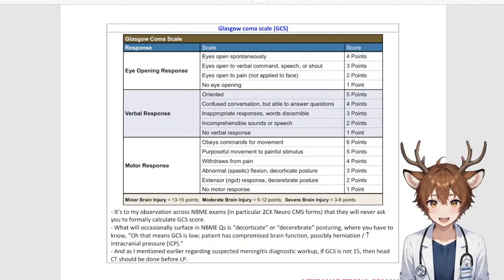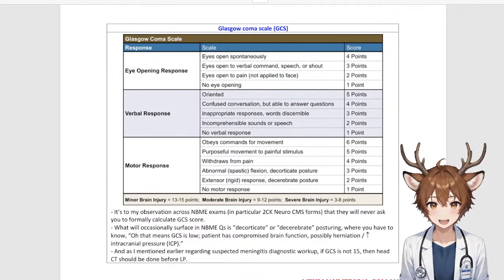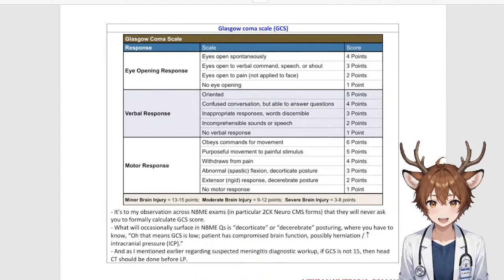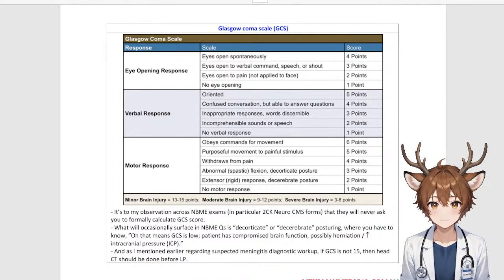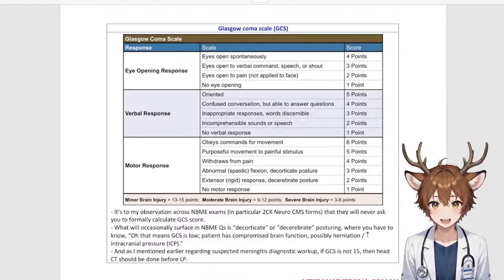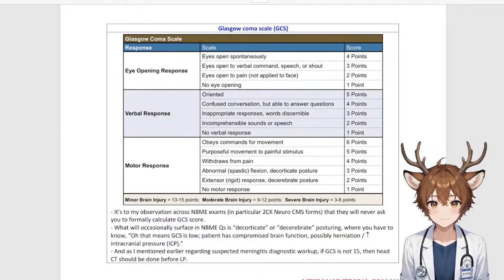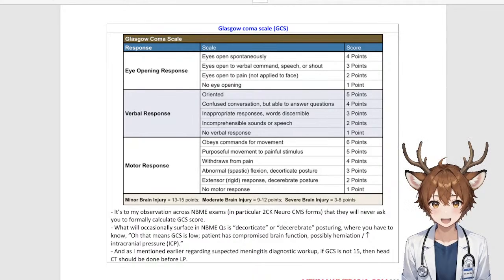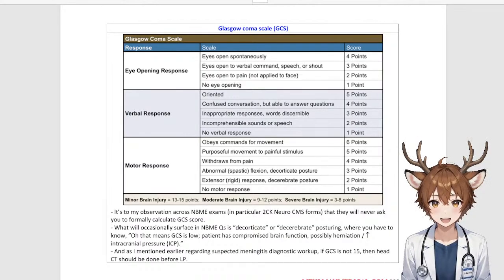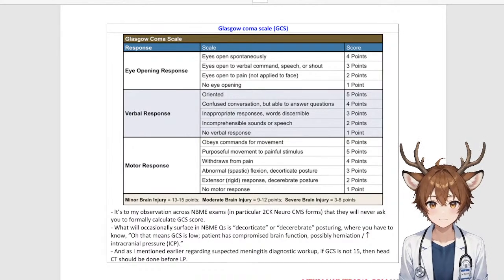It is, to my observation across NBME exams, but in particular the 2CK Neuro CMS forms, that they will never ask you to formally calculate the GCS score. What will occasionally surface on the NBME question is decorticate or decerebrate posturing, where you have to know, oh, that means GCS is low, patient has compromised brain function, possibly a herniation, and an increased intracranial pressure, ICP. And as I mentioned earlier regarding the suspected meningitis diagnostic workup, if the GCS is not 15, then head CT should be done before the lumbar puncture.